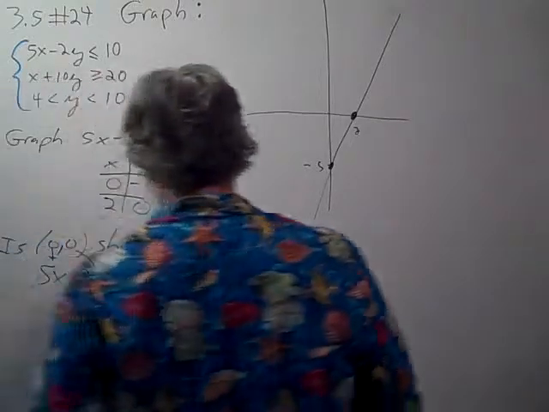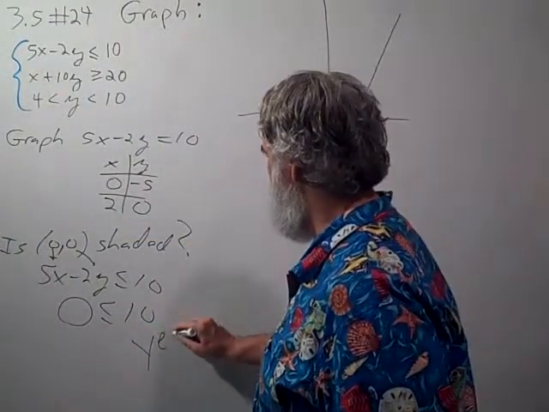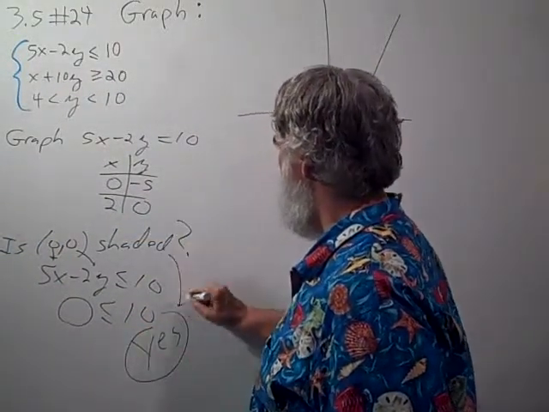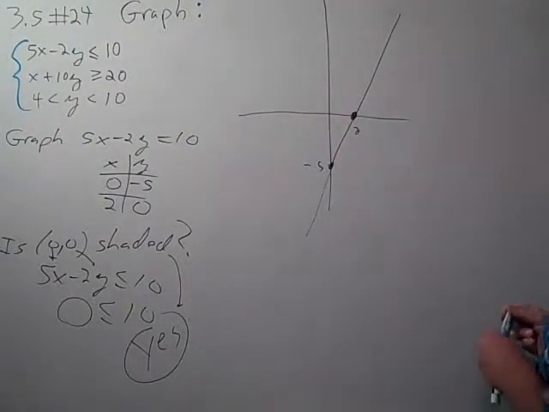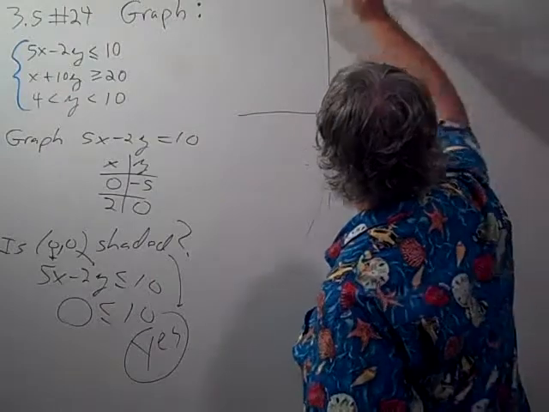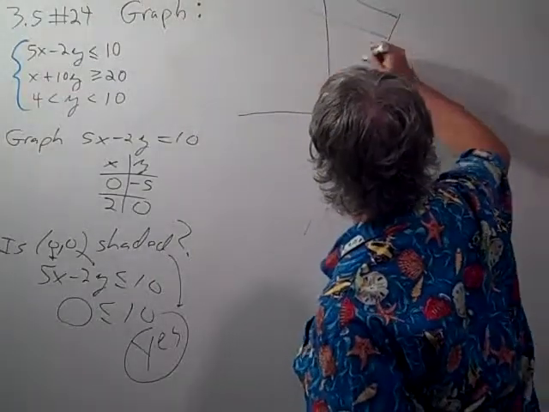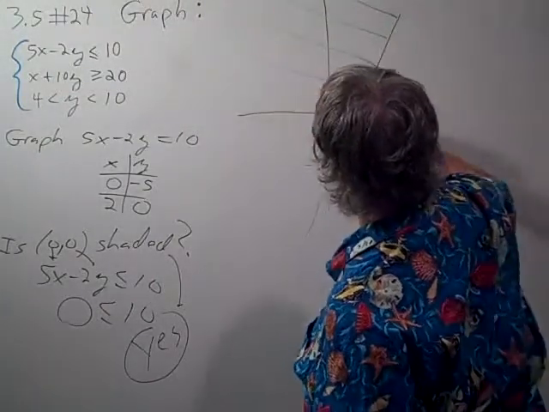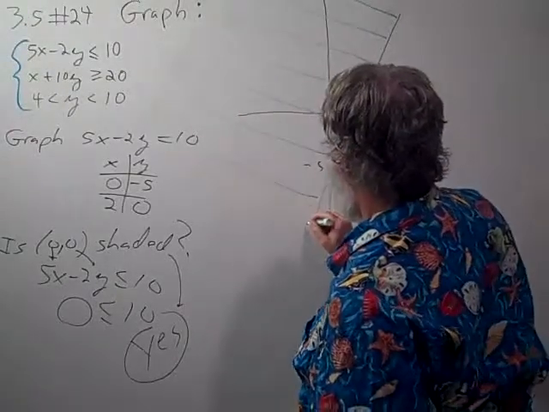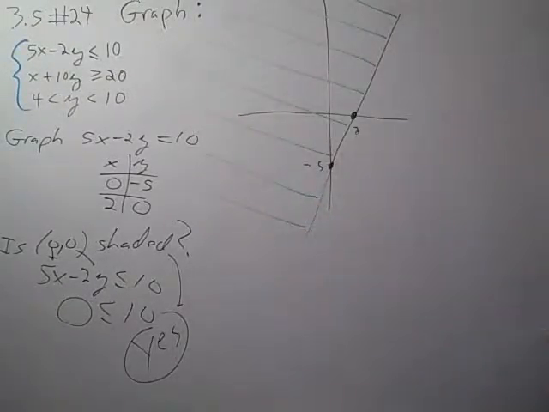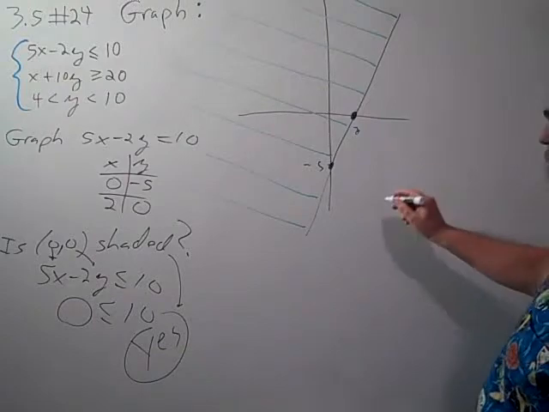So the answer to our question here is yes. The origin is on the shaded side of this line. So that's this side, the right side of the first line here. Everything there is in the solution set to the first inequality of our system of linear inequalities. So now we move on to the second inequality and go through this process for that.